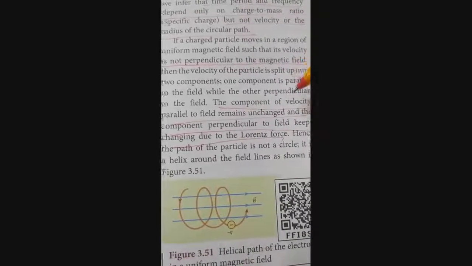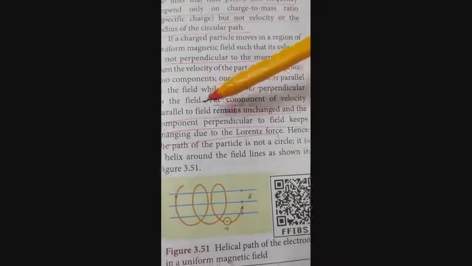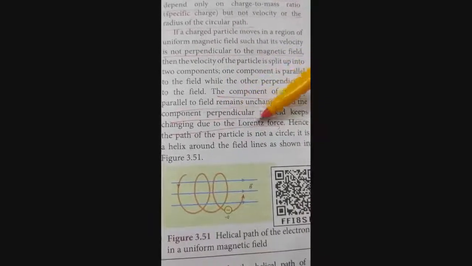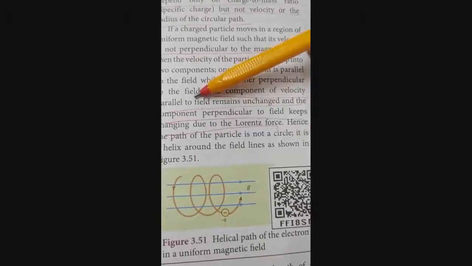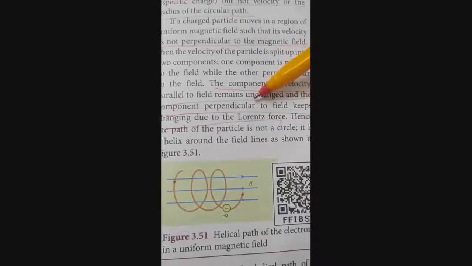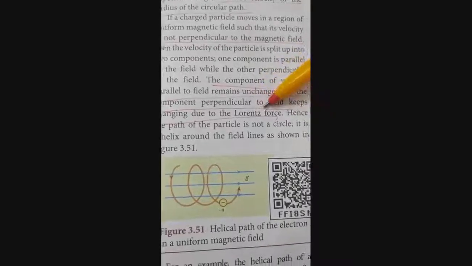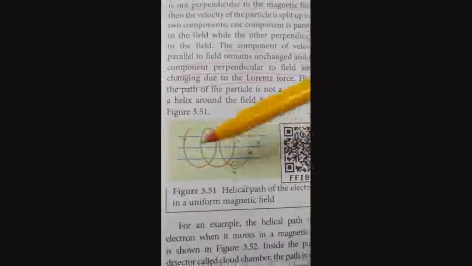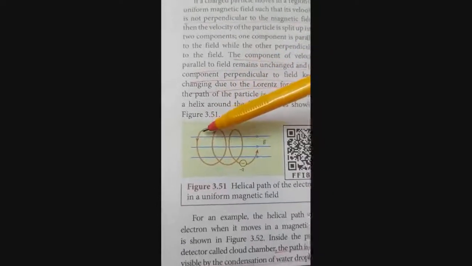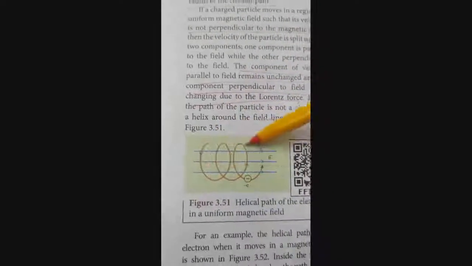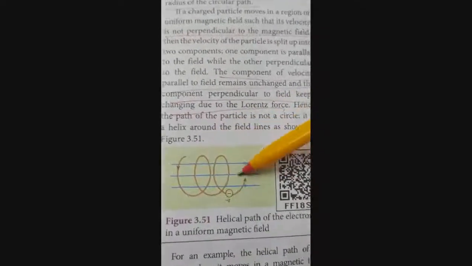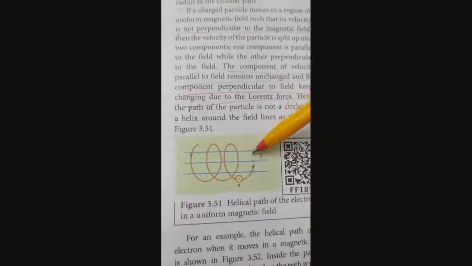force, that is, it remains unchanged, whereas the component perpendicular to the field keeps changing due to Lorentz force. So here the component parallel to the field remains unchanged, whereas the perpendicular component will move according to Lorentz force. And so here when you see, this is a magnetic field, and here the path is not circular as you saw above, but here the path is helical in nature. So this is helical when the velocity is not perpendicular to the magnetic field.